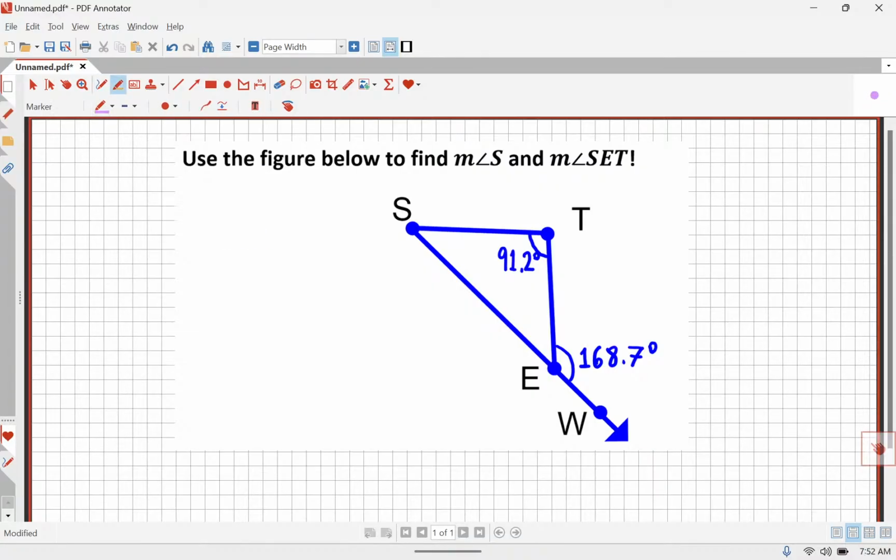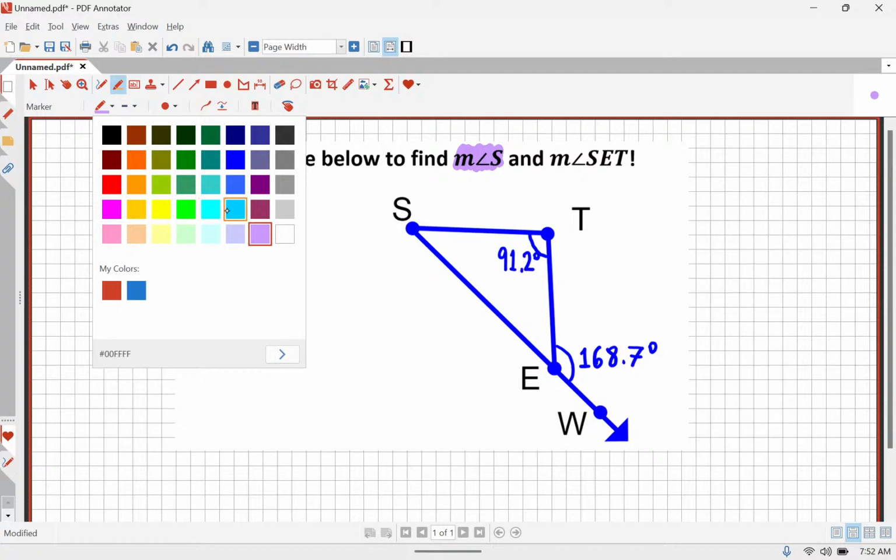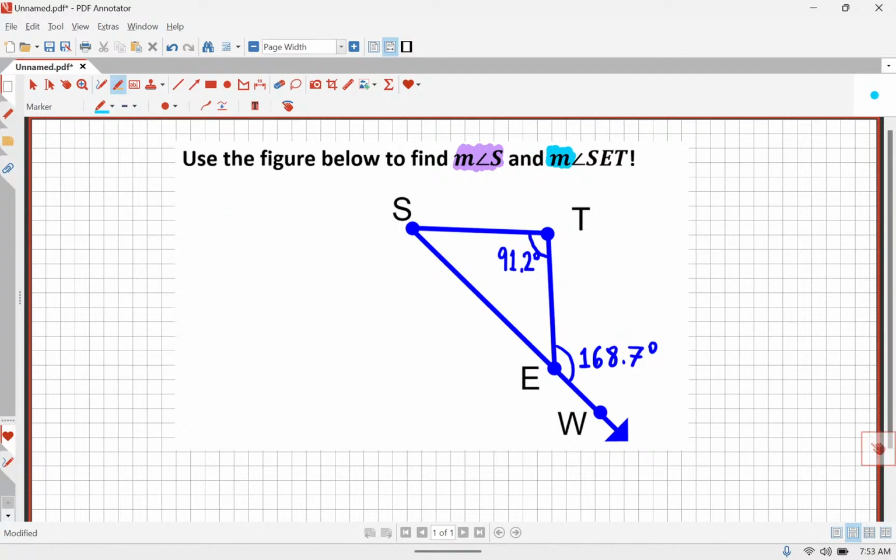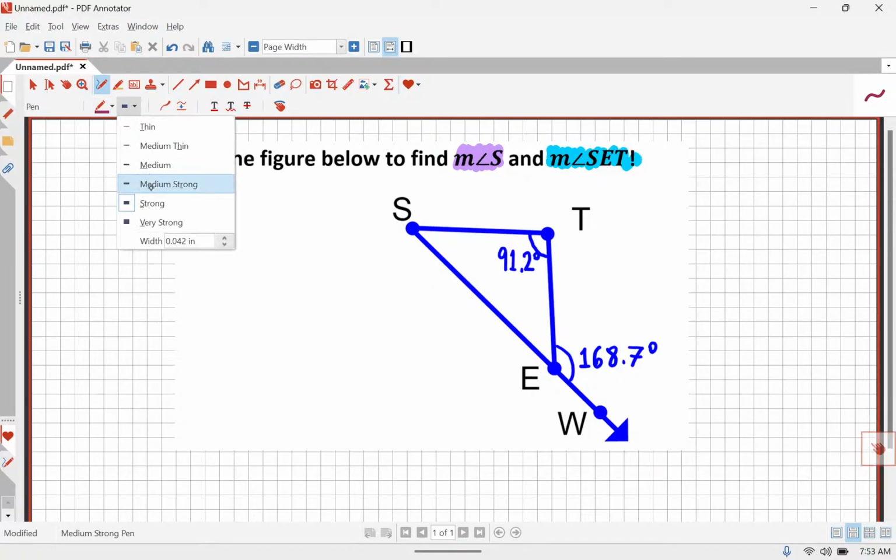Reese, what's your favorite color? Purple, okay. So I'm going to say I want the measure of angle S in purple. And then let's see here. Audrey, what's your favorite color? Blue. So we're going to have SET in blue. So Reese, will you please mark off in purple angle S? Will you mark angle S off for us, please, just so that we know which one we're talking about?